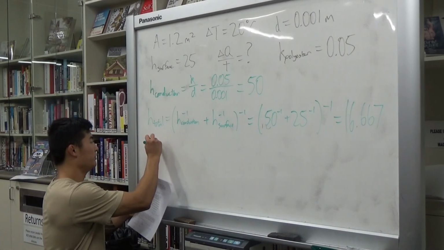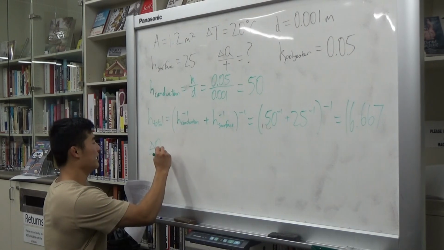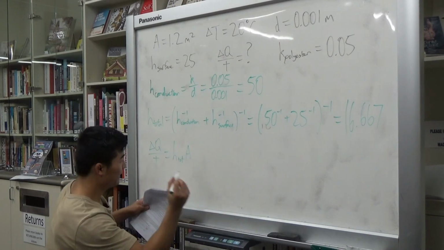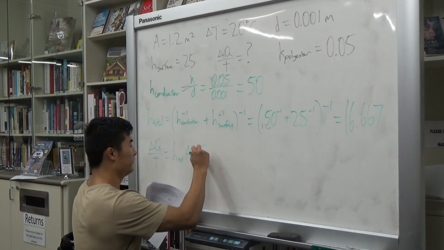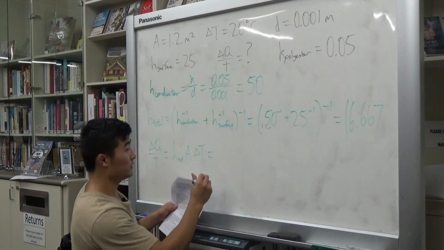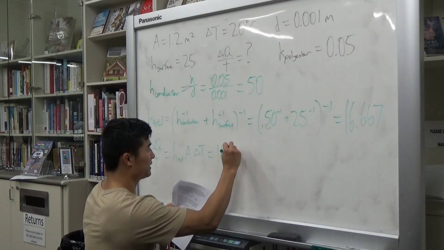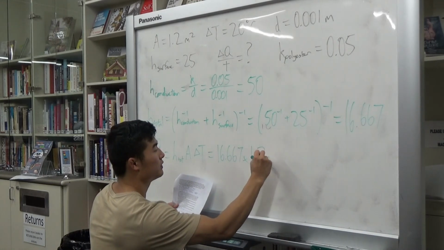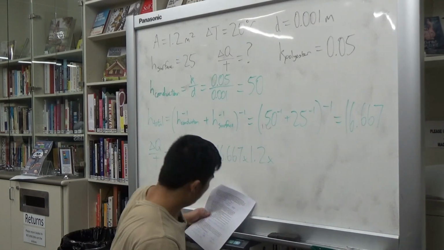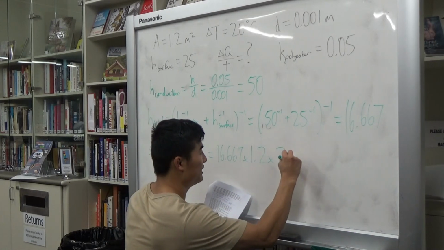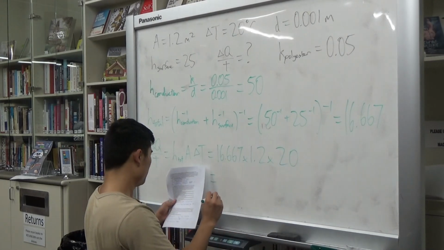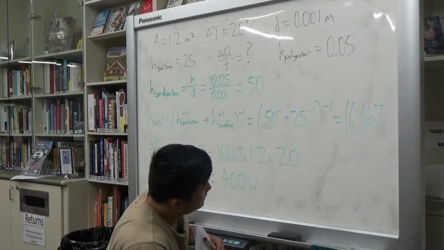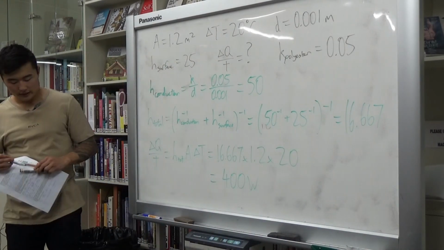And so delta Q over T, our rate of heat transfer, is equal to H total times the surface area times the difference in temperature. So that's 16.667 times our area, which is 1.2, times our difference in temperature, which is 20. So that's going to be 400 watts.